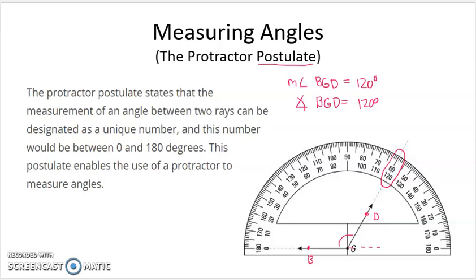What you don't say is that angle BGD equals 120 degrees. That is not allowed in geometry, because the angle is the thing. The angle is just the rays and the points. The angle doesn't equal anything. Equaling is a measure, a number. Somebody can equal something else if they're numbers. So the measure, which is a number, of the angle equals 120 degrees.